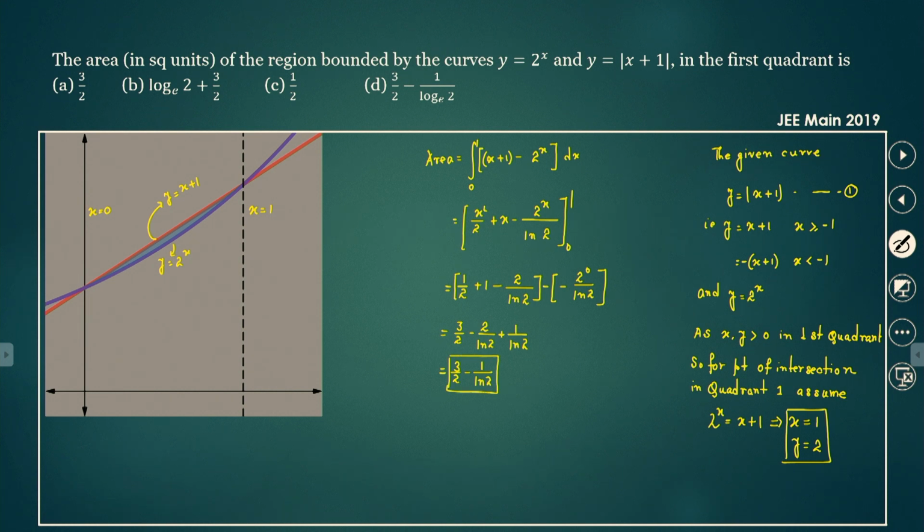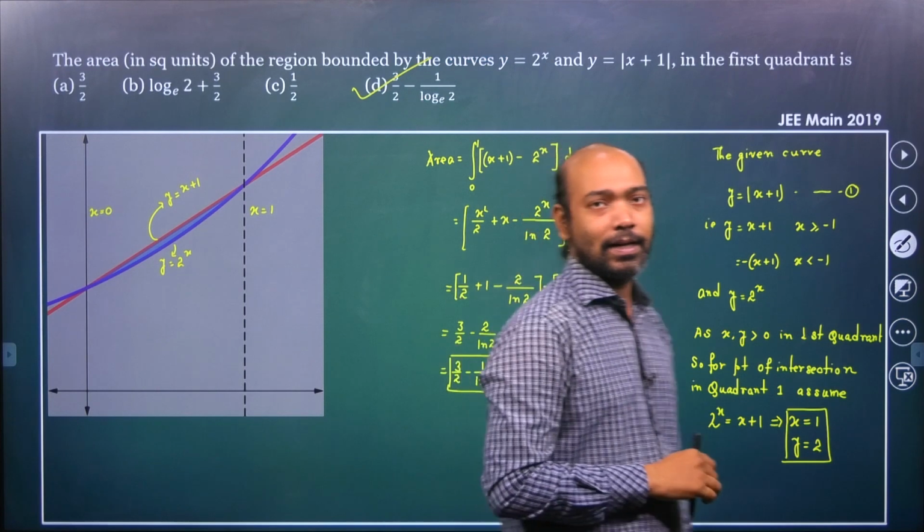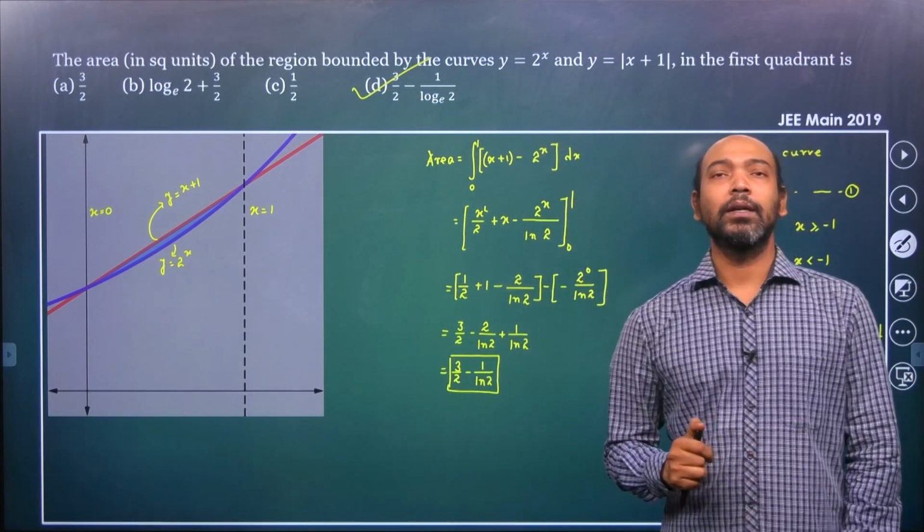So obviously we'll see that it is 3 by 2 minus 1 by ln 2, so option D is the correct answer. And that's it. Hope you understood the problem.